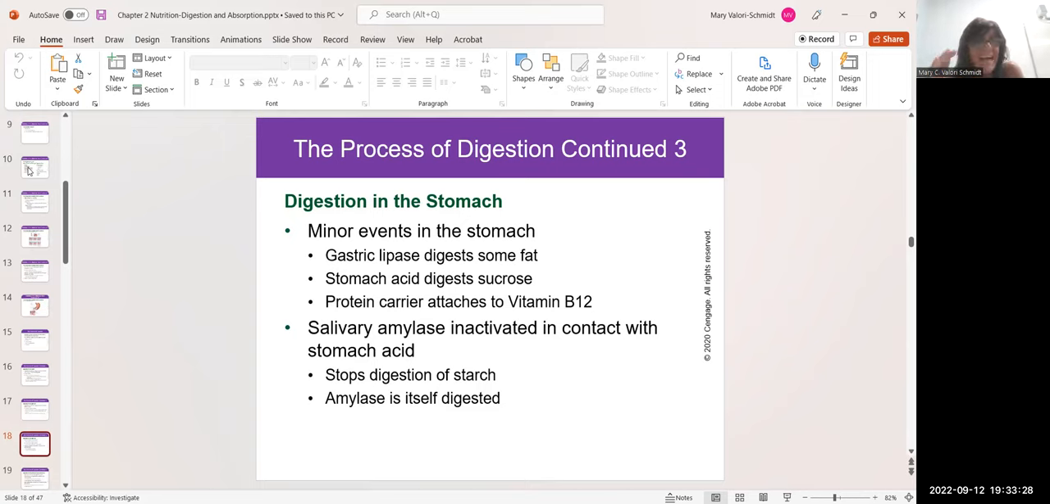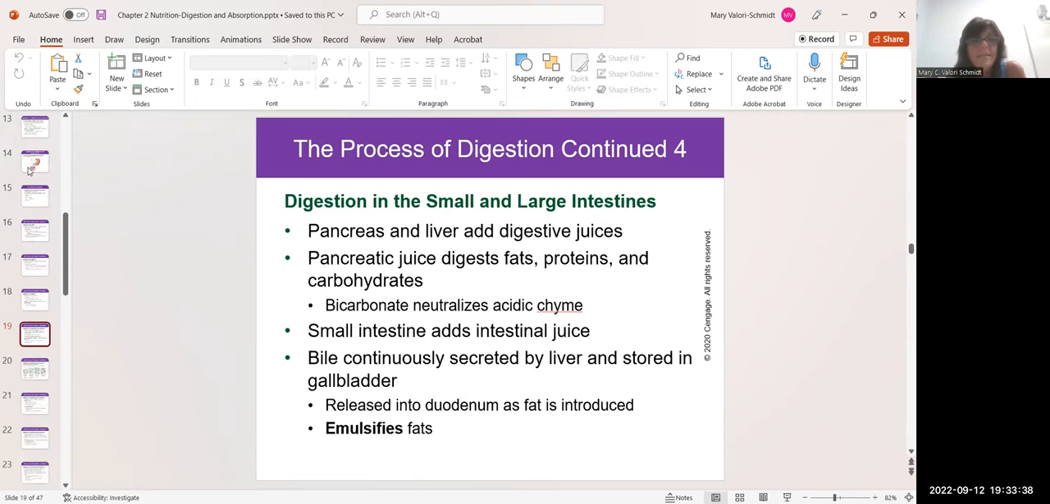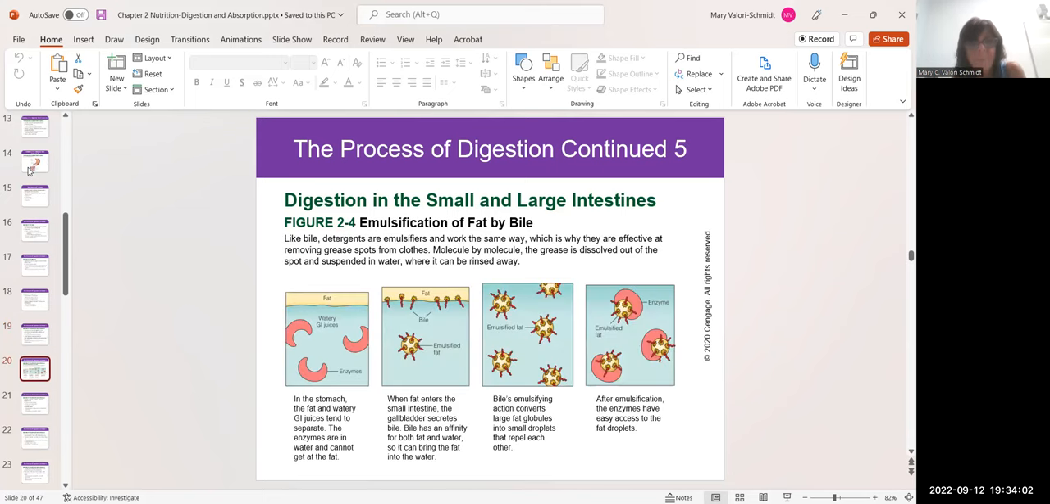Salivary amylase gets inactivated. So the saliva from your mouth, when that hits your stomach, the hydrochloric acid just squashes it. So then the pancreas and the liver add digestive juices. Pancreatic juice digests fats, proteins, and carbs, which I talked about already. There's something called bicarbonate, which is a neutralizer, if you will. And that neutralizes the acid that's in the chyme that goes into the small intestine. Bile, I talked about already. It emulsifies the fat, helps you absorb and metabolize fat.